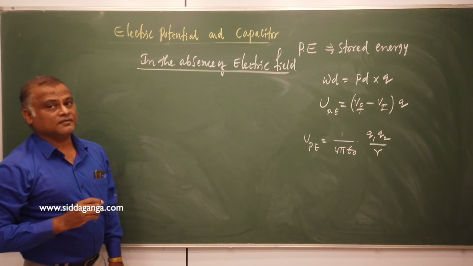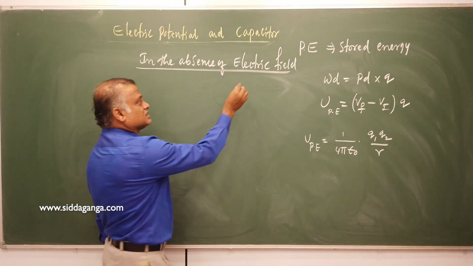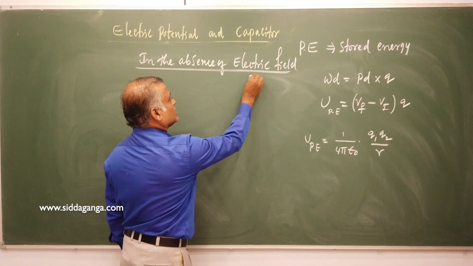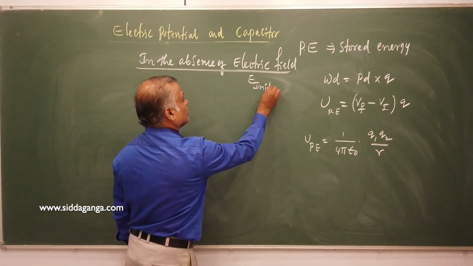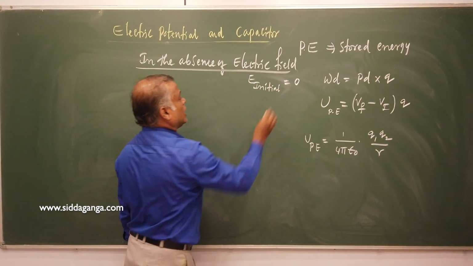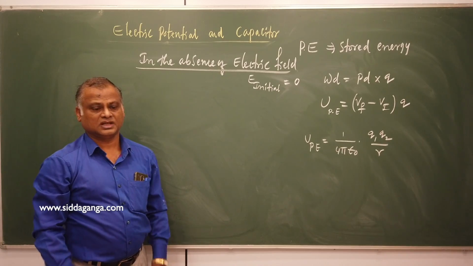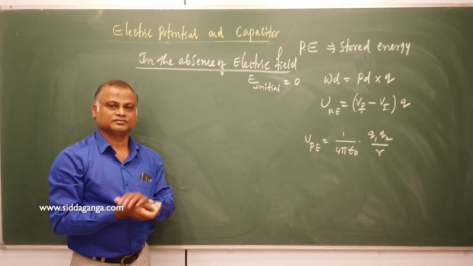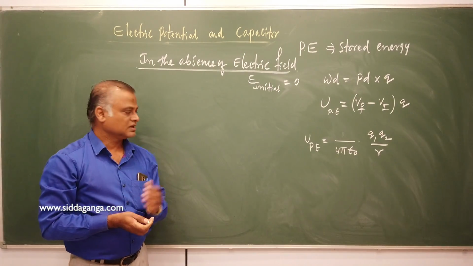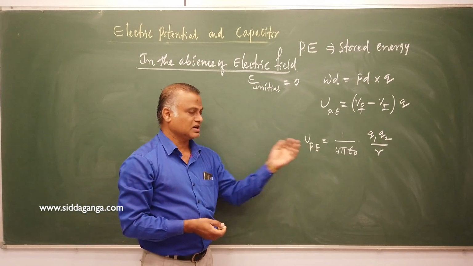in the absence of electric field, means initially no electric field exists, nothing exists, empty, nobody is there. Get the expression for potential energy.